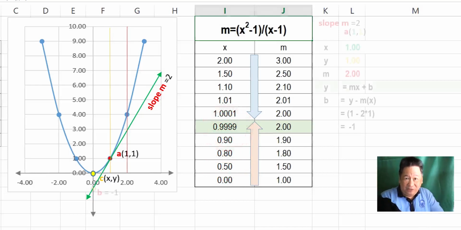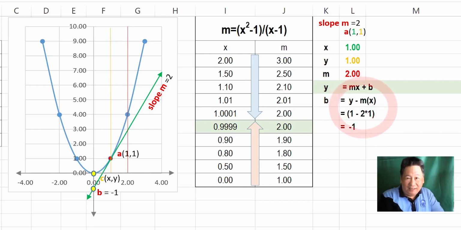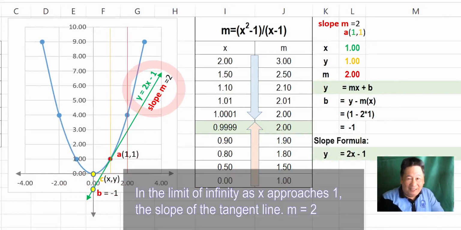Then we use our algebra to get the equation of the line at x equals 1 using y equals m times x plus b and plugging in 2 for m, x equals 1 and y equals 1, we get 1 minus 2 equals b. So the y-intercept b equals minus 1. And we got this by performing differentiation. Now we can state, in the limit as x approaches 1, the slope of the tangent line m equals 2.